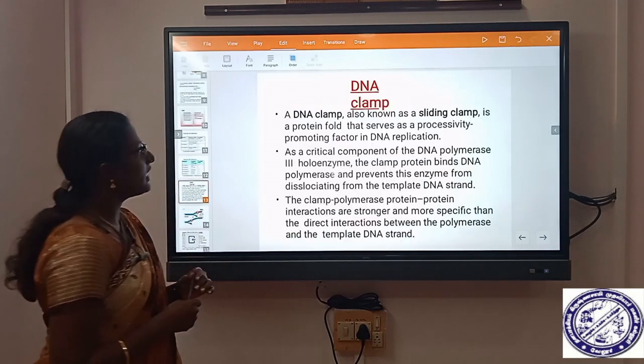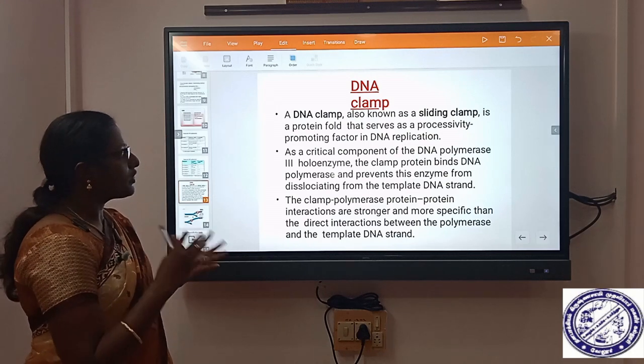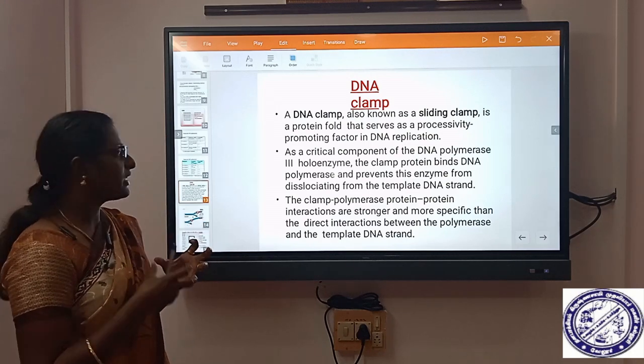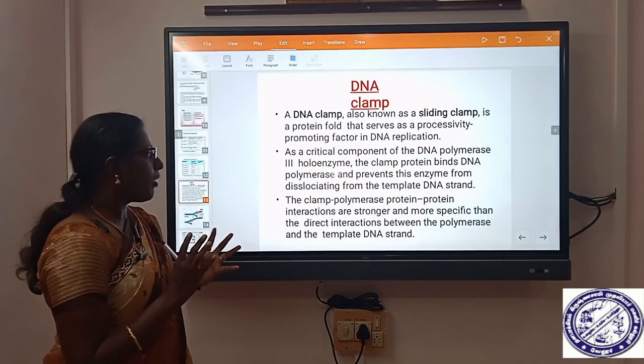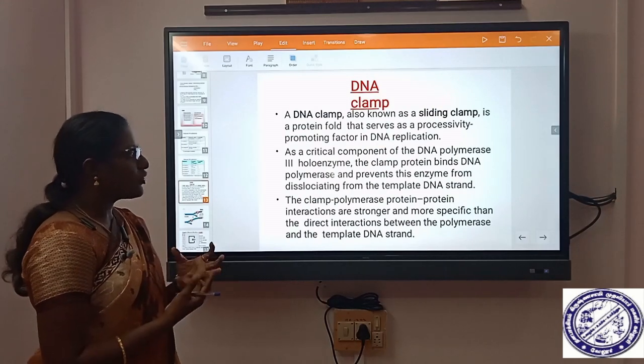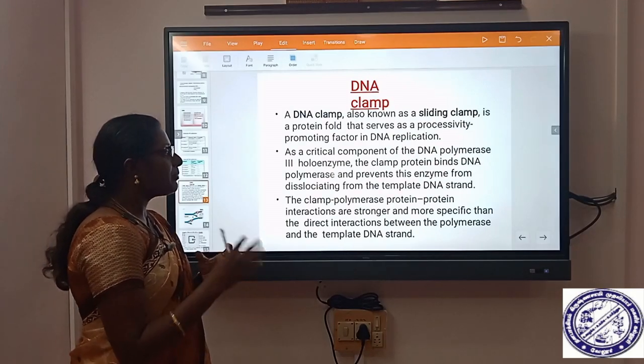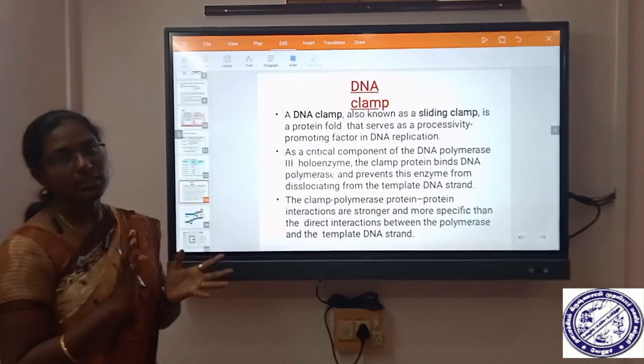And then going to see the DNA clamp. The DNA clamp is a sealing protein which holds the DNA replication. It is a critical component of the polymerase holoenzyme, a clamp protein which binds the DNA polymerase and prevents dislocation from the template.